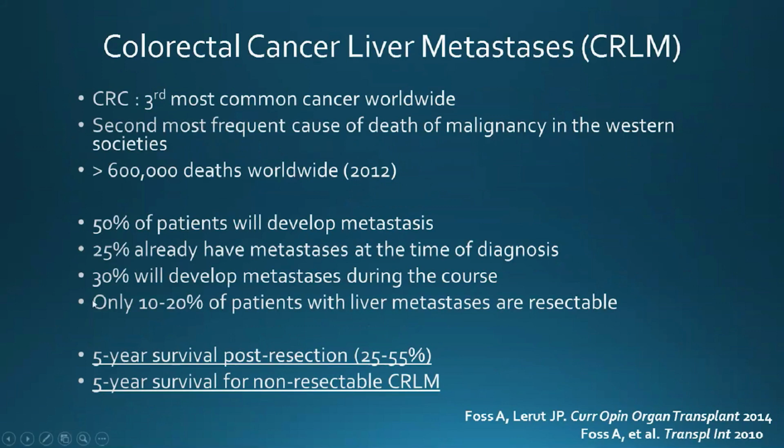Colorectal cancer is the third most common cancer worldwide, and the second most frequent cause of death from malignancy in Western societies. About 600,000 deaths happened worldwide in 2012, and 50% of the patients will develop metastasis. 25% already have synchronous metastasis at the time of diagnosis of the primary, and 30% will develop metastasis during the course. And only 10 to 20% of patients with liver metastasis are resectable.